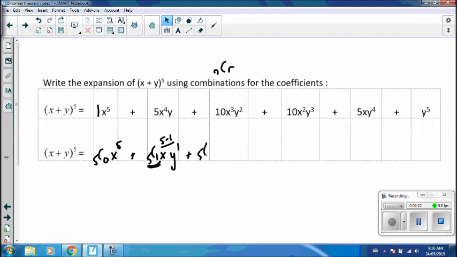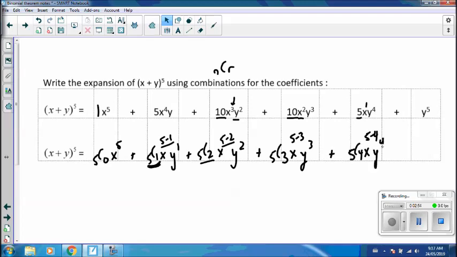So you can see I'm using these digits in the powers. Plus 5 choose 2, x to the power 5 minus 2, y to the power 2. So 5 choose 2 is 10, 5 minus 2 is 3, and then there's my y squared, and so on. So 5 choose 3, which is also 10, x to the power 5 minus 3, which is 2, y to the power 3, plus 5 choose 4, which is 5, x to the power 5 minus 4, which is 1, and y to the power 4, and that's this term.